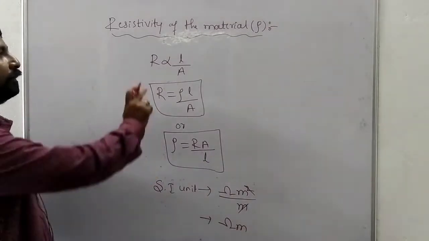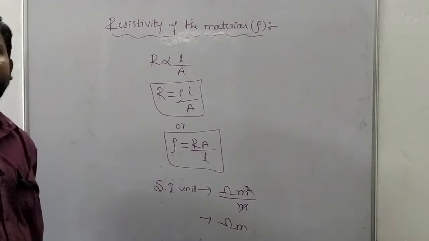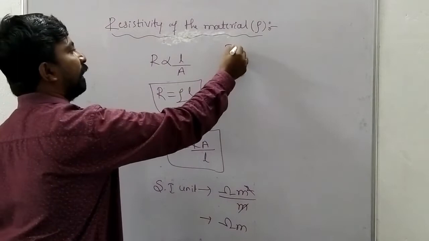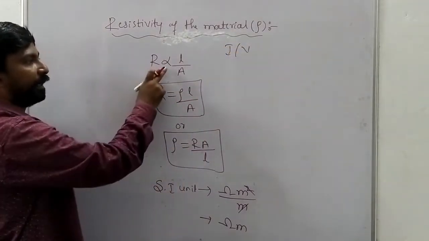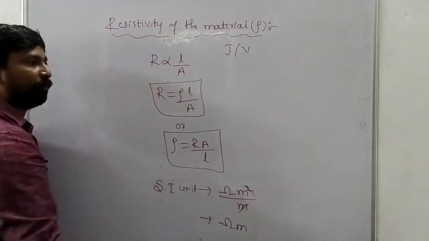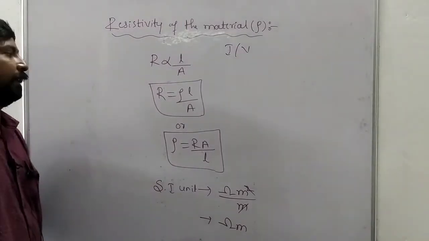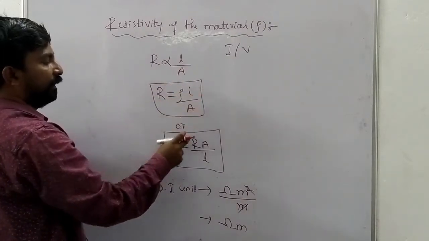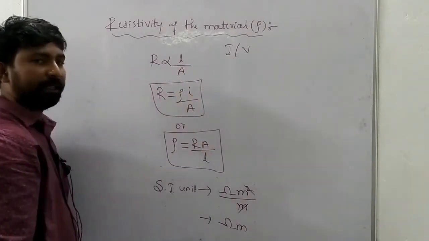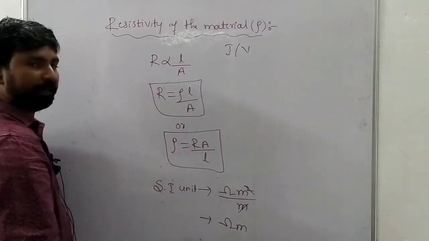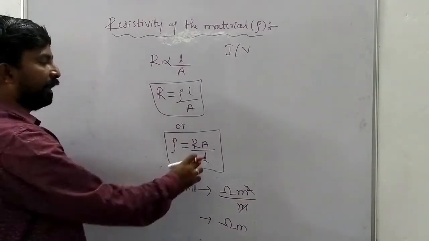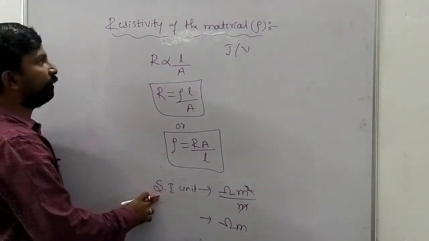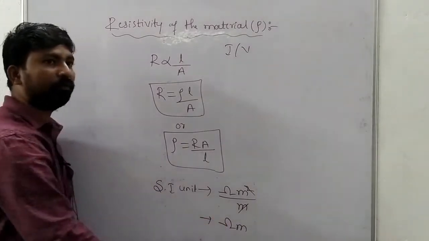So once again, the resistivity of the material. We know from the experiment that the resistance of the material does not depend upon the current and voltage, but it is directly proportional to the length and inversely proportional to the cross-sectional area of the conductor. So R is proportional to L by A, then R is equal to rho L by A, then rho is equal to RA by L, where rho is the resistivity of the material, R is the resistance, A is the cross-sectional area and L is the length. The SI unit of resistivity of the material is ohm meter.